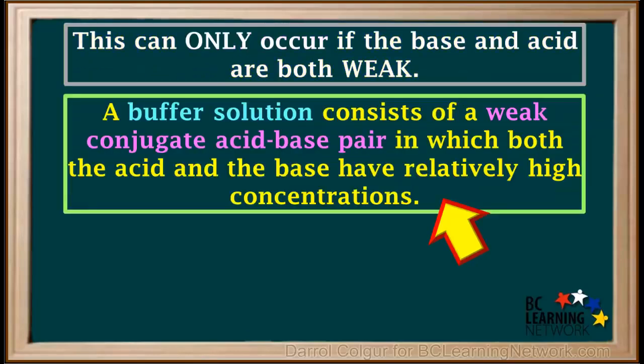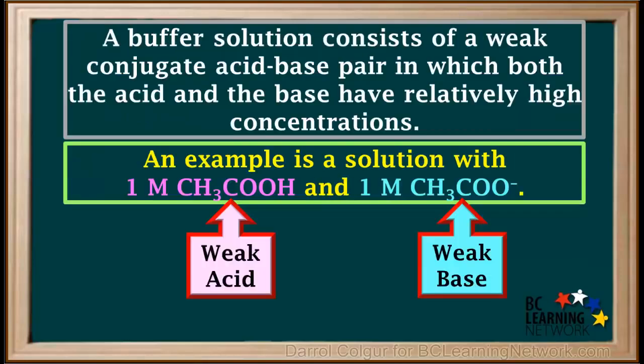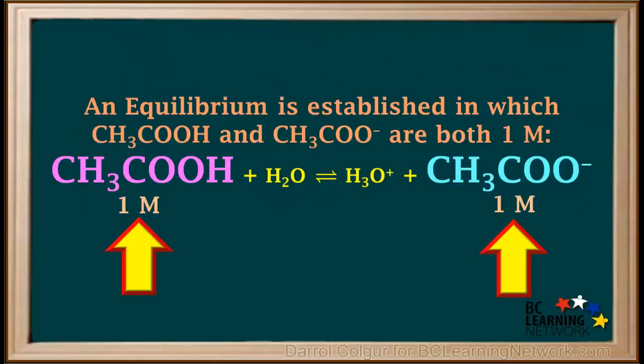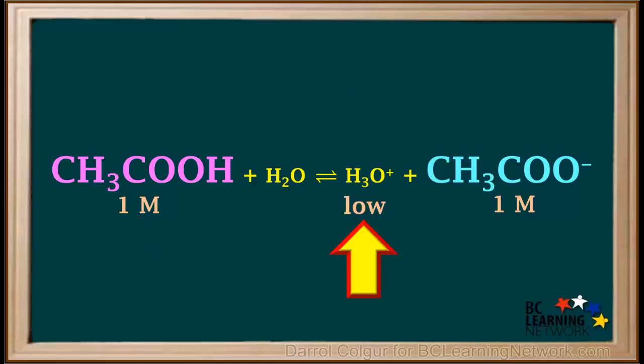A buffer solution consists of a weak conjugate acid-base pair in which both the acid and the base have relatively high concentrations. An example is a solution that contains 1 molar ethanoic or acetic acid, which is a weak acid, and 1 molar ethanoate or acetate ion, which is a weak base. We'll use the more familiar names acetic acid and acetate ion here. In this solution, an equilibrium is established in which the concentrations of acetic acid and the acetate ion are both 1 molar, and the hydronium ion concentration is quite low.